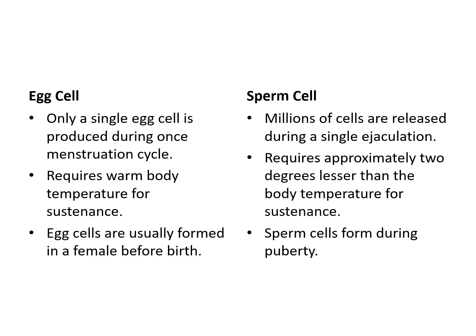Ang unang sperm cell ay paglabas nito ay tinatawag na spermarche, while yung unang menstruation for the girls tinatawag na menarche.